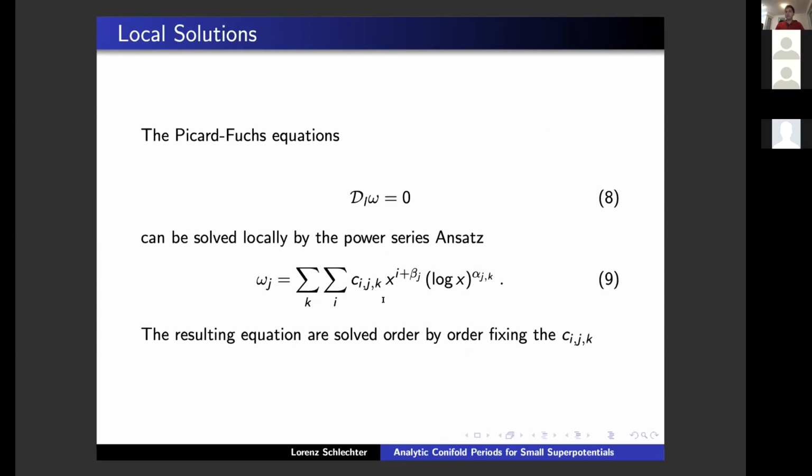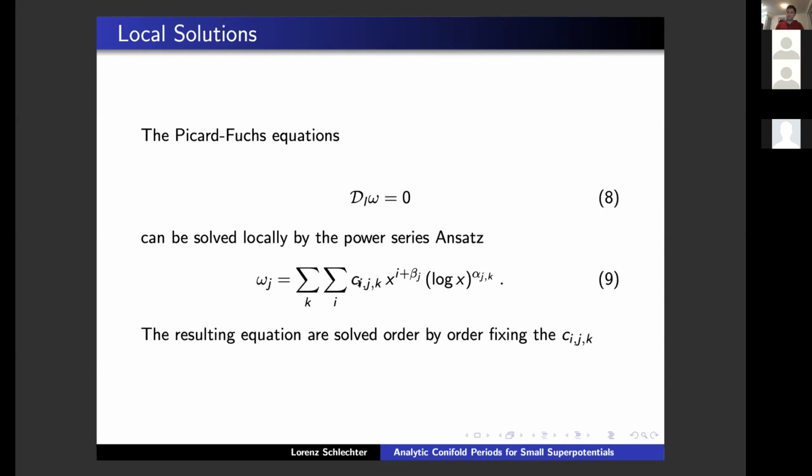The k labels the possible appearance of a log x. In a threefold, this is at maximum 3, so k runs from 0 to 3. While the i are just the power series of the x coordinate. So this is just the usual power series running from 0 to infinity. And these coefficients in front are just constants, which we can now determine order by order. So we plug this ansatz into this equation, which are just derivatives of x and log x, so it's easy to compute, and order by order solve these equations, determining the c_{ijk}, and we have a local basis.